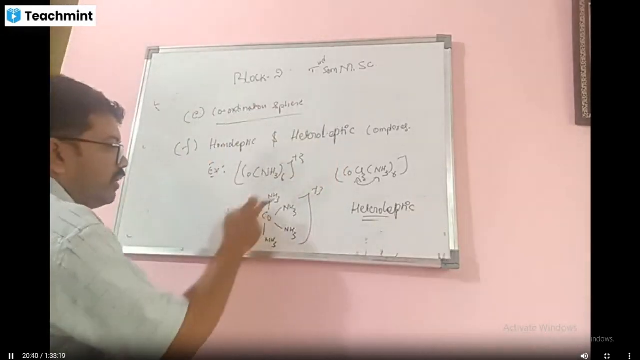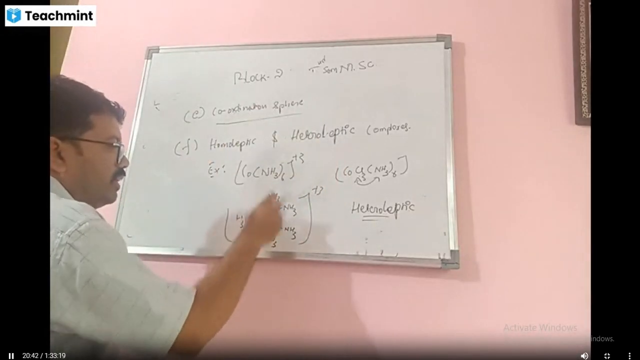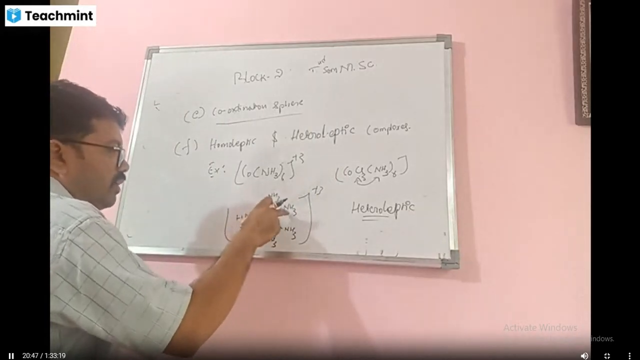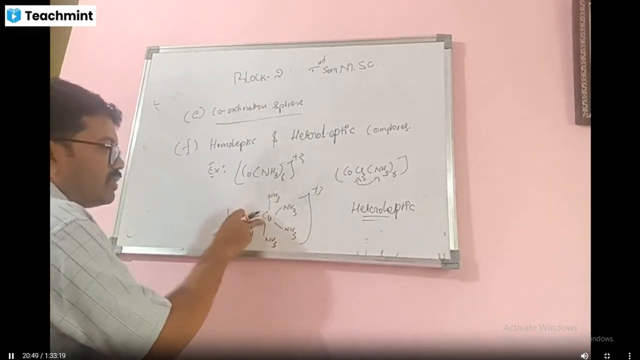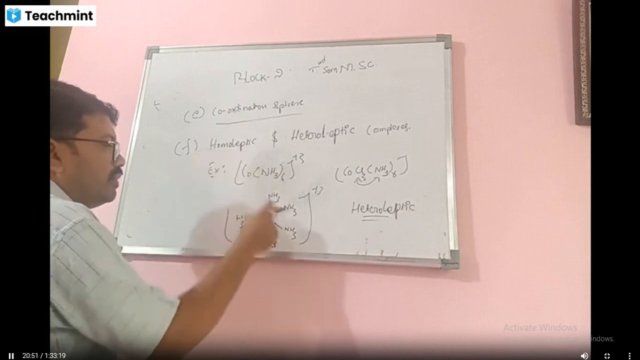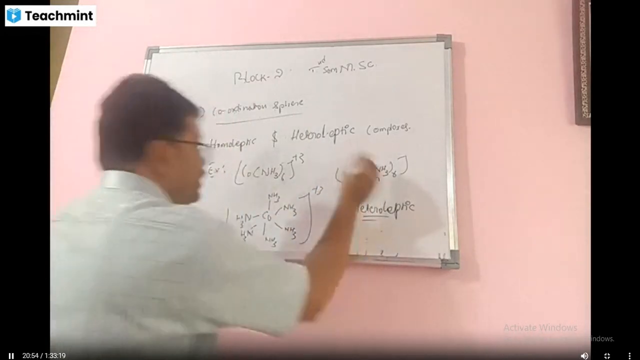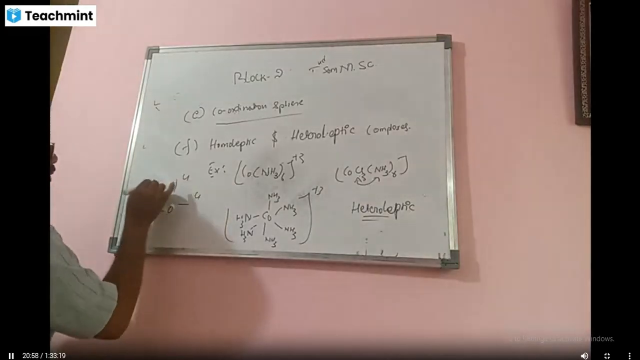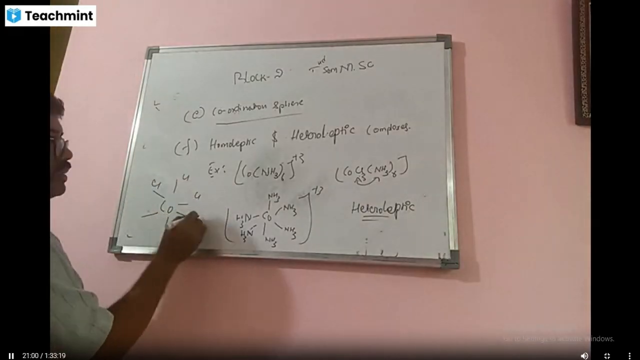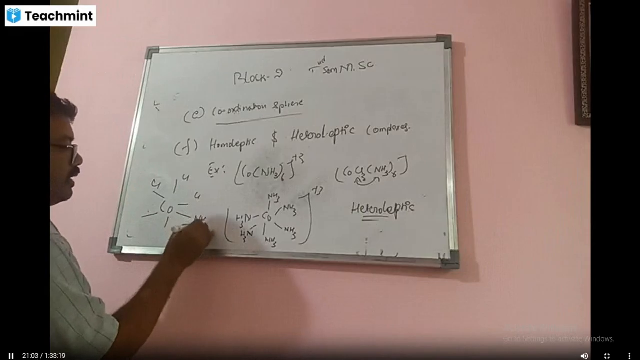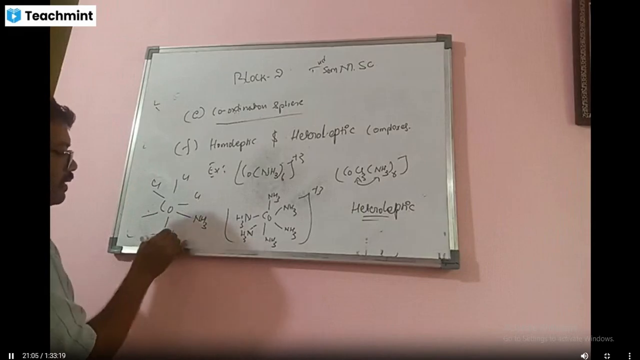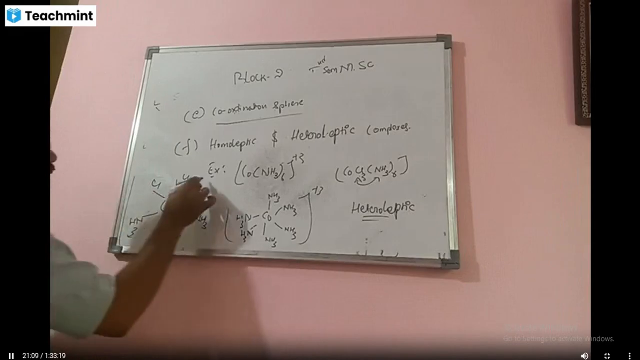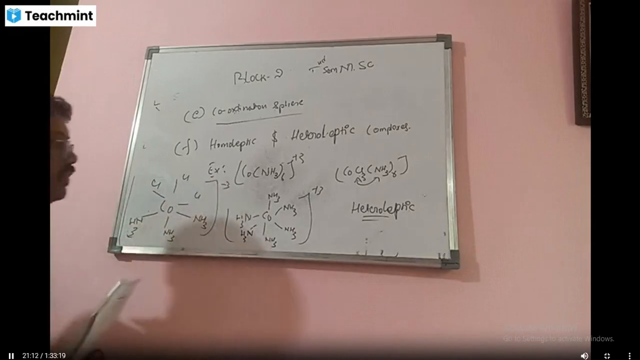In the first example, all ligands are ammonia, the same ligand. No different ligand is there. Six ammonia are attached to cobalt. That's why it is homoleptic. But in this example, 3 are chlorine and the remaining 3 are ammonia. So here different ligands are present, ammonia and chlorine. That's why it is heteroleptic.